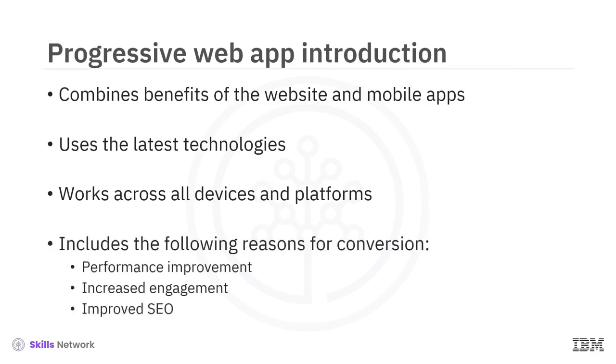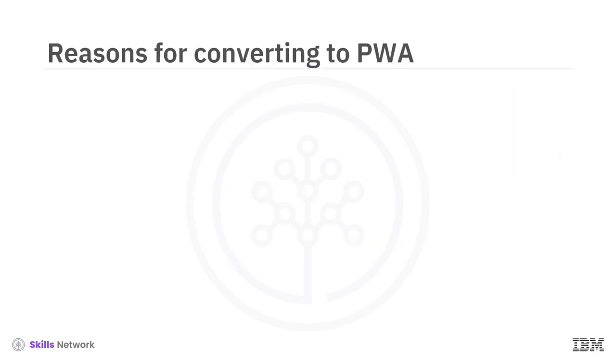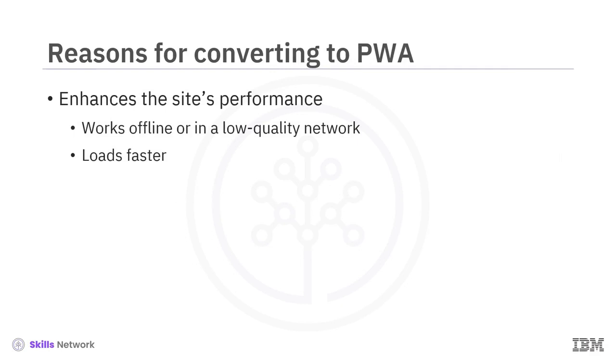Some of the reasons for converting existing websites to PWA are performance improvement, increased engagement, improved SEO. Let us discuss each in detail. The most significant reason for using PWA is its ability to enhance the website's performance. Traditional websites rely on an uninterrupted internet connection to function smoothly, leaving users with a weak signal or limited coverage disadvantaged. Conversely, PWAs can work offline or in low-quality network conditions because of their data caching ability, allowing users to access the content even without an internet connection.